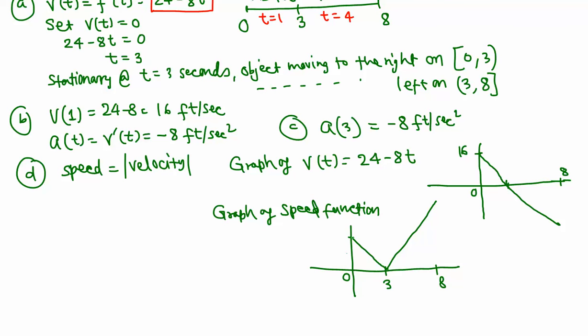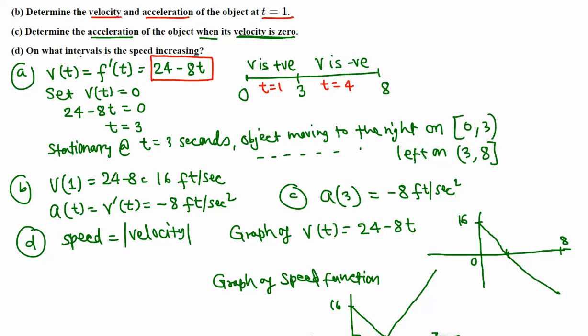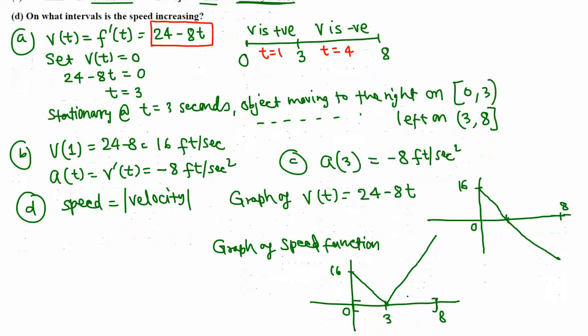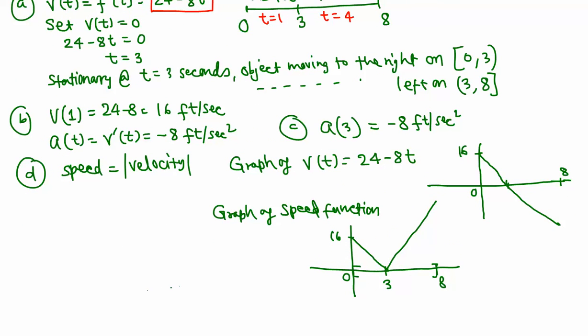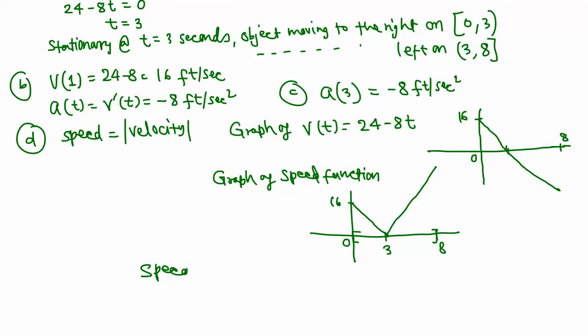If you look closely, it's going down, decreasing, then going up, increasing. At 3, it's 0, and we are inclusive of 0 and 8. So the question was, on what interval is the speed increasing? The speed is increasing starting at 3, but 3 is not inclusive, all the way to 8. 8 is inclusive, by the way, after 3 seconds. Final.